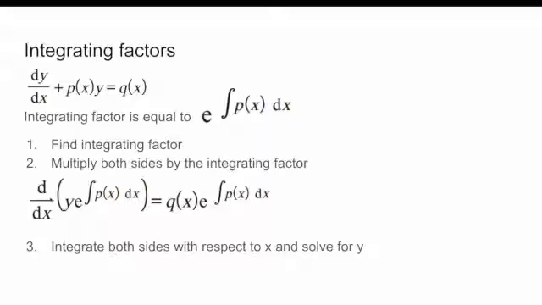Once you have the integrating factor, you can multiply both sides by it. So this is just dy by dx multiplied by the integrating factor. I've just split the y from the d over dx operator. So this is e to the power of the integral of p of x with respect to x times dy by dx, and that's equal to q of x times the exact same thing.